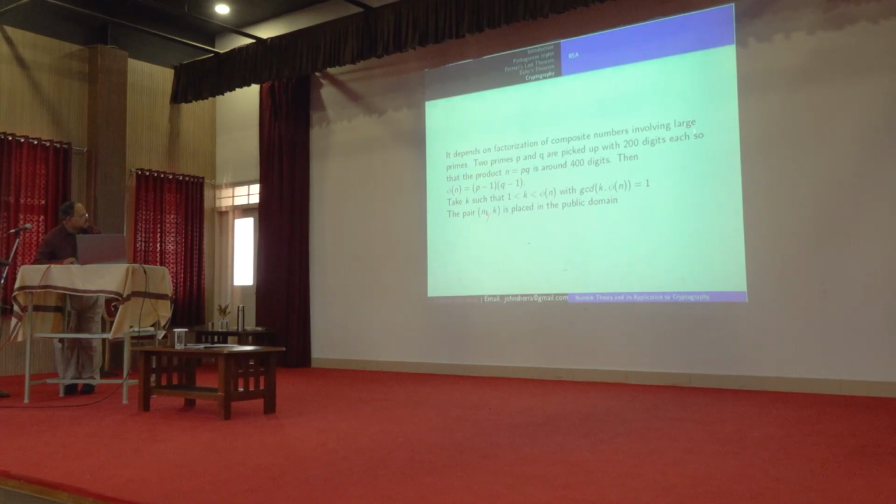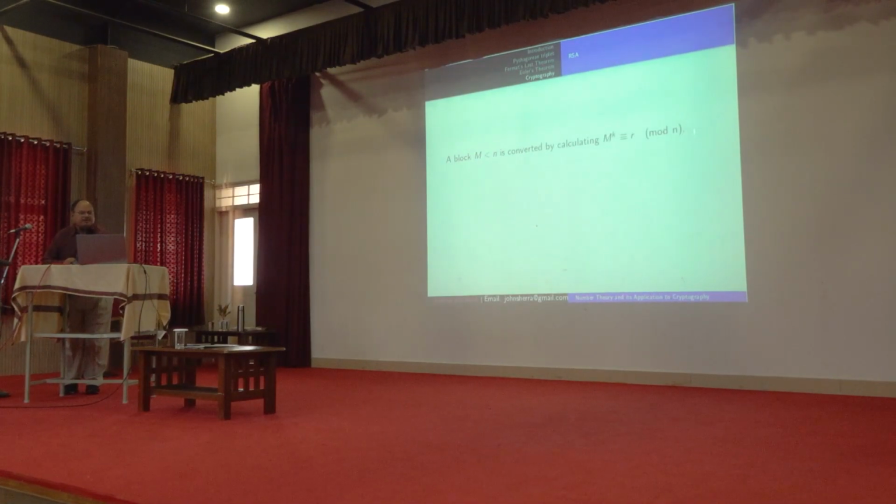Now, how to continue with that? A block less than N is converted by calculating M power K congruent to R mod N. This is a huge work. I'm taking a simple example. M power K congruent to R mod N, and then you send that R. M is the big number, something like that.